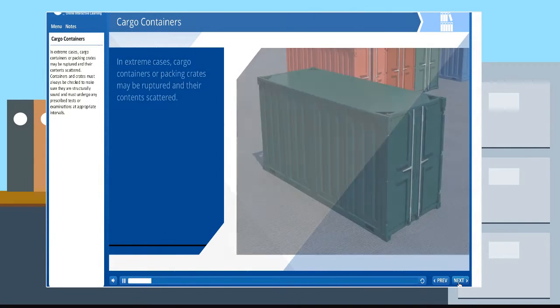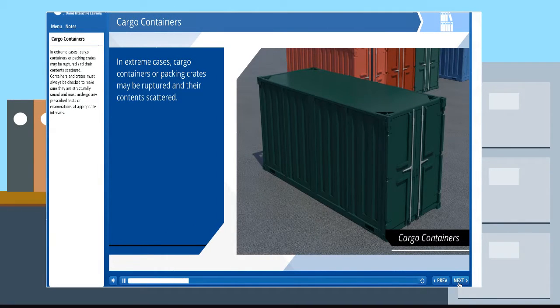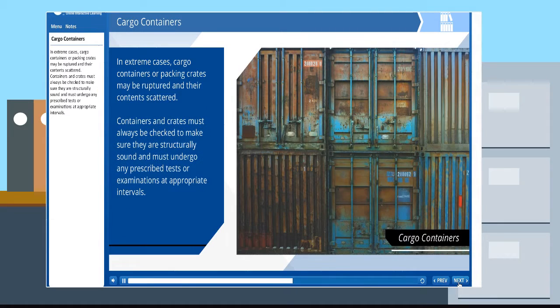In extreme cases, cargo containers or packing crates may be ruptured and their contents scattered. Containers and crates must always be checked to make sure they are structurally sound and must undergo any prescribed tests or examinations at appropriate intervals.